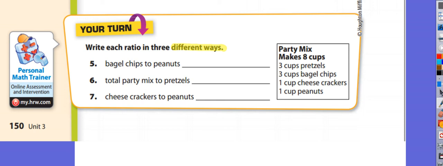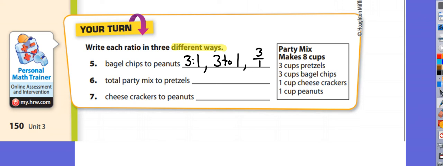Your answers might look real similar to mine, and they might be just fine. We'll just see as we go. So number 5 reads, bagel chips to peanuts. We need to identify the number that goes with bagel chips, which is 3, and the number that goes with peanuts, which is 1. One answer here is 3 to 1 using a colon. A different answer here is 3 to 1 using the word to. And a third answer here would be a fraction, which again is my least favorite way unless we're talking about the total, and that would be 3 over 1.